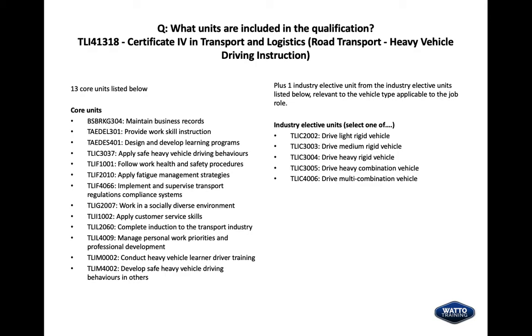There are 13 core units represented on the left of screen, and there is one industry elective unit which takes the total to 14. Applicants would choose the industry elective that represents the class of license for which they were eligible to be instructing.